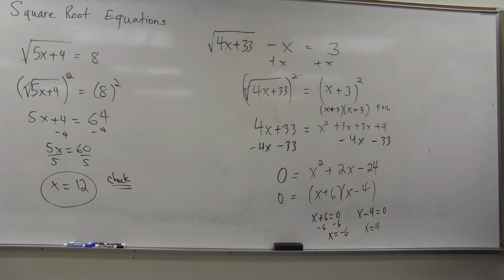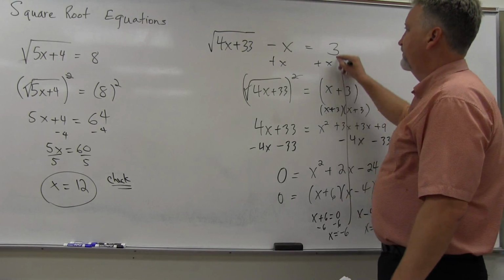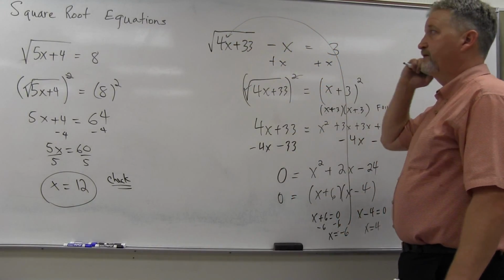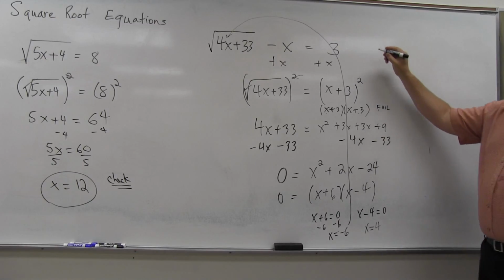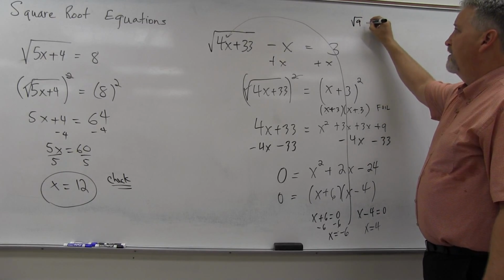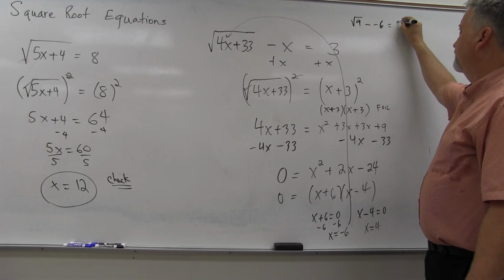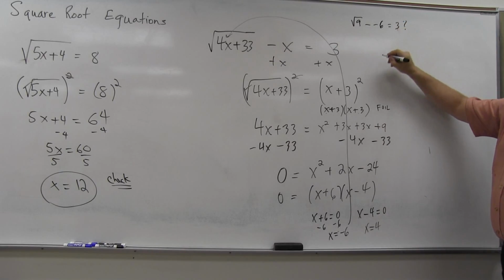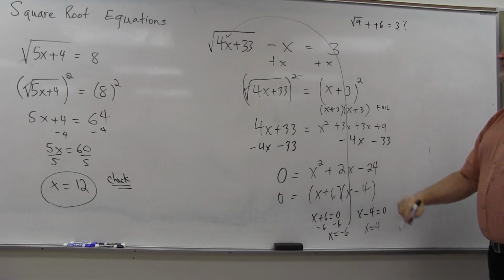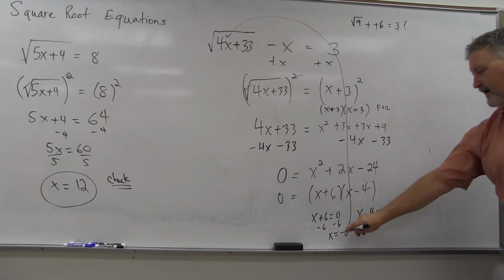Now, I believe this is a good one to demonstrate the fact that I better check these. Because if I plug in a negative 6 here, what is that going to give me? Negative 24 plus 30, that's going to be the square root of 9. So I have the square root of 9 minus a negative 6. Does that equal 3? No, it doesn't. Because that's going to be 3 plus 6, that's going to be positive. So that doesn't work out.